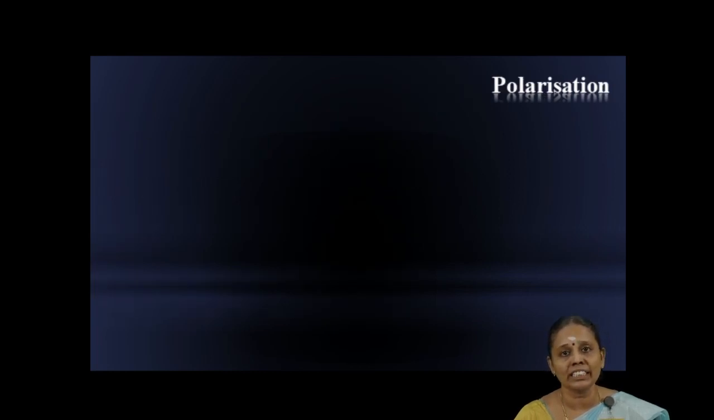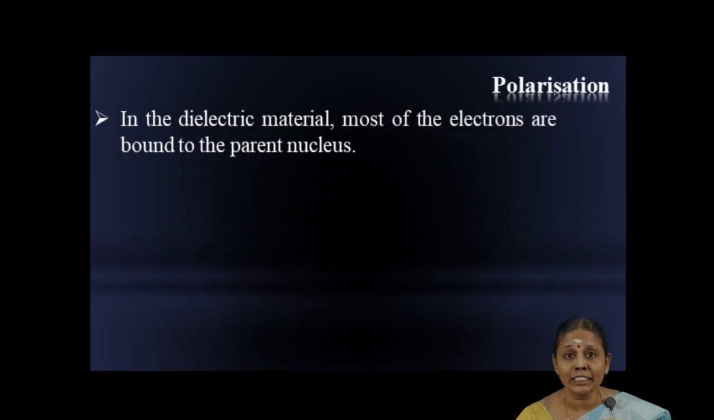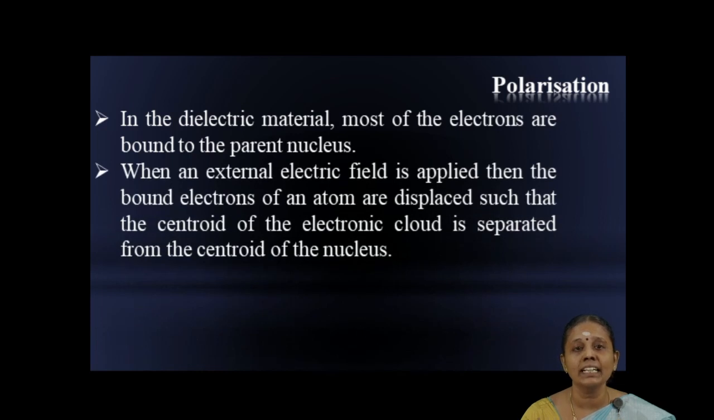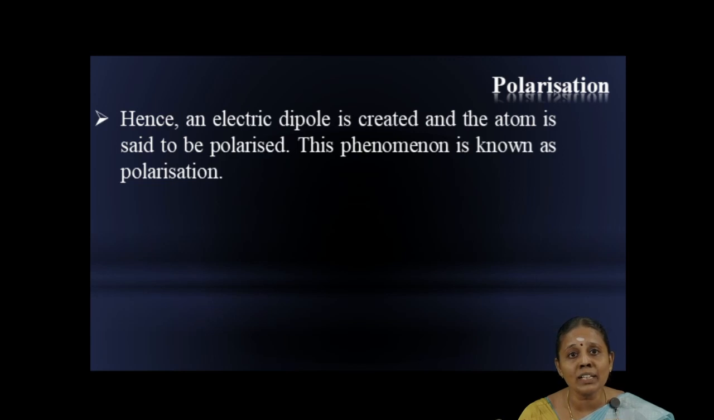Next comes polarization. In the dielectric material, most of the electrons are always bound to the parent nucleus. So by the application of an external field to that material, the electrons are displaced from their original position. Therefore, the centroid of the electronic cloud is separated from the centroid of the nucleus. So at that time what happens? Yes, an electric dipole is created at that point. Therefore, we can say that the atom is polarized.